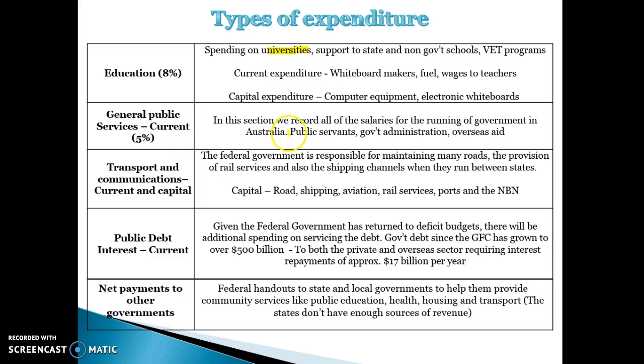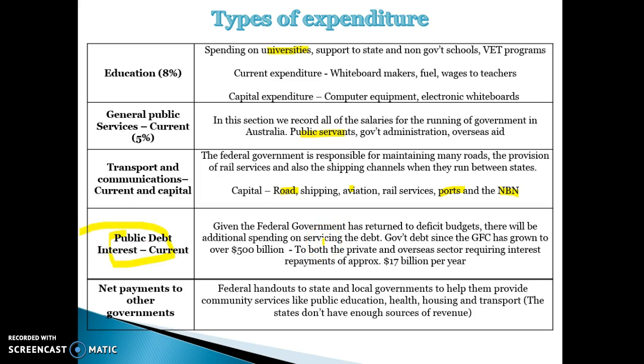General public services, again, that's like the admin and the running costs for the government, so the wages of public servants. Transport and communications, so capital expenditure would include roads and aviation and port facilities, and the NBN would belong in transportation. Public debt, the interest they pay on the debt is another form of expenditure, so it's a current expenditure.